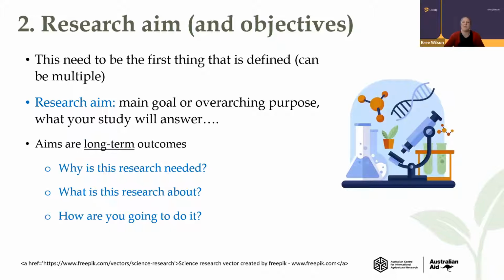So your aims and objectives. This needs to be the first thing that's defined, and there could be multiple aims and objectives. Remember that your research aim is the main goal or overarching purpose, what your study will answer. So aims are long-term outcomes. Why is the research needed? What is this research about? And how are you going to do it? So do take some time crafting that research aim.